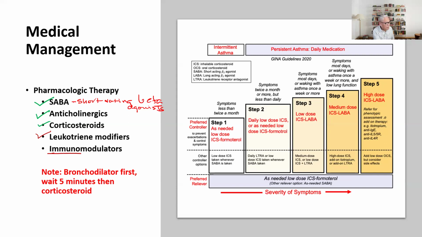An example of these is any drug that ends with MAB. So this is a monoclonal antibody. Omalizumab is an example of that. Omalizumab.